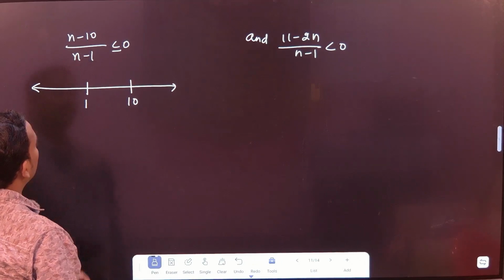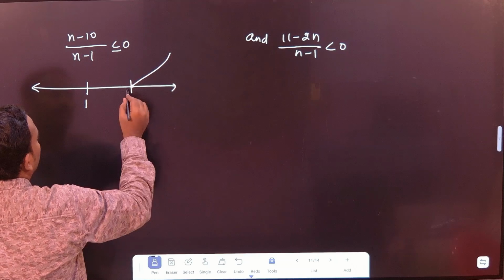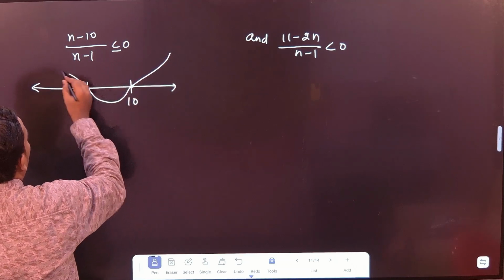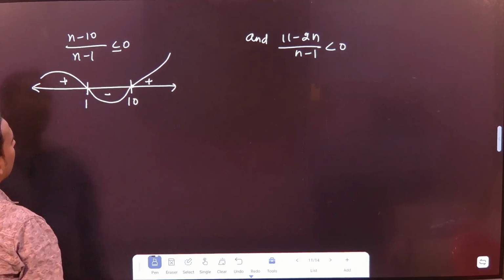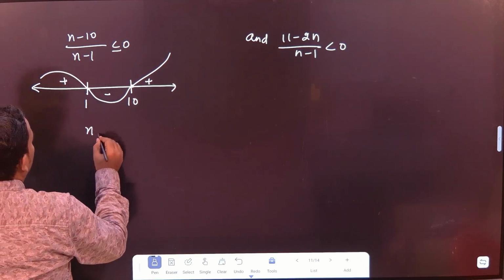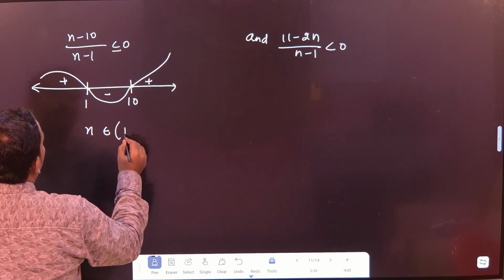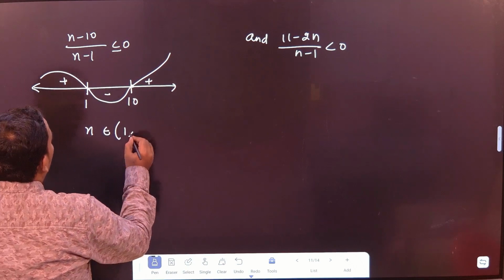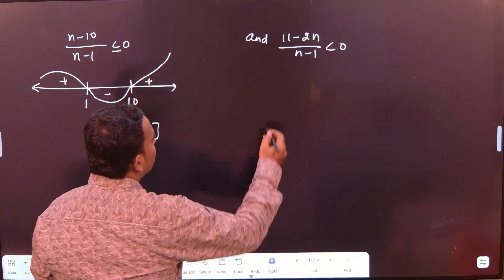Now we need the ratio to be less than or equal to 0. You can start with a positive. Then 10 is an odd power, change the sign. The 1 is an odd power, change the sign: plus, minus, plus. So we need the ratio less than 0. Therefore, n belongs to, is 1 included or not? 1 is not included because if you put 1 here, the denominator is 0. So 1 to 10, and 10 is included. No issues, right? Okay, let's start here.